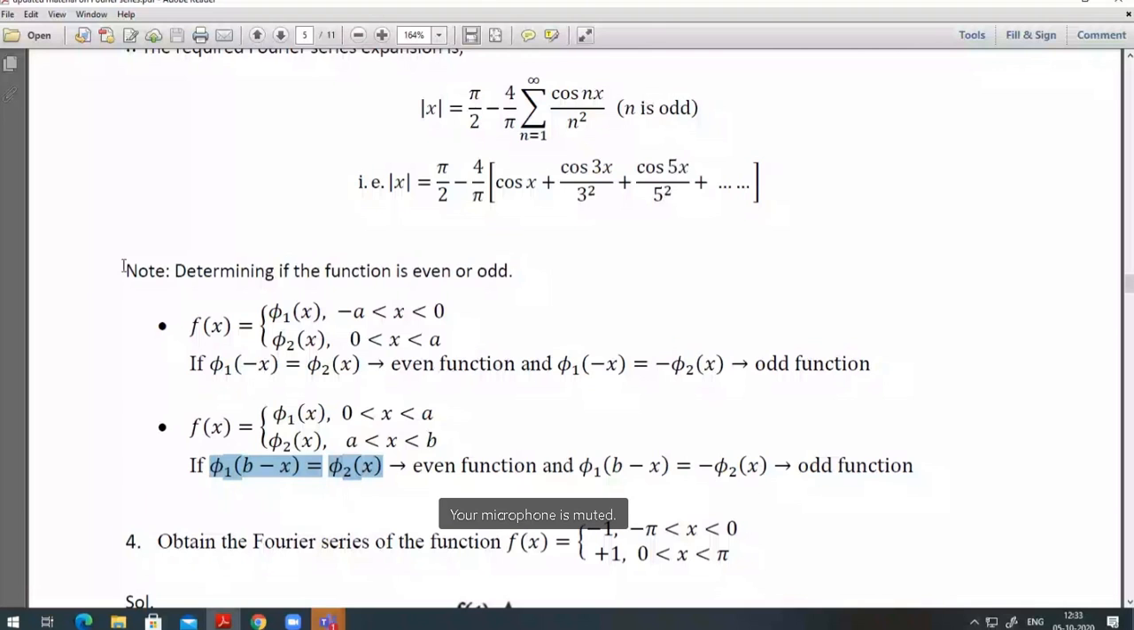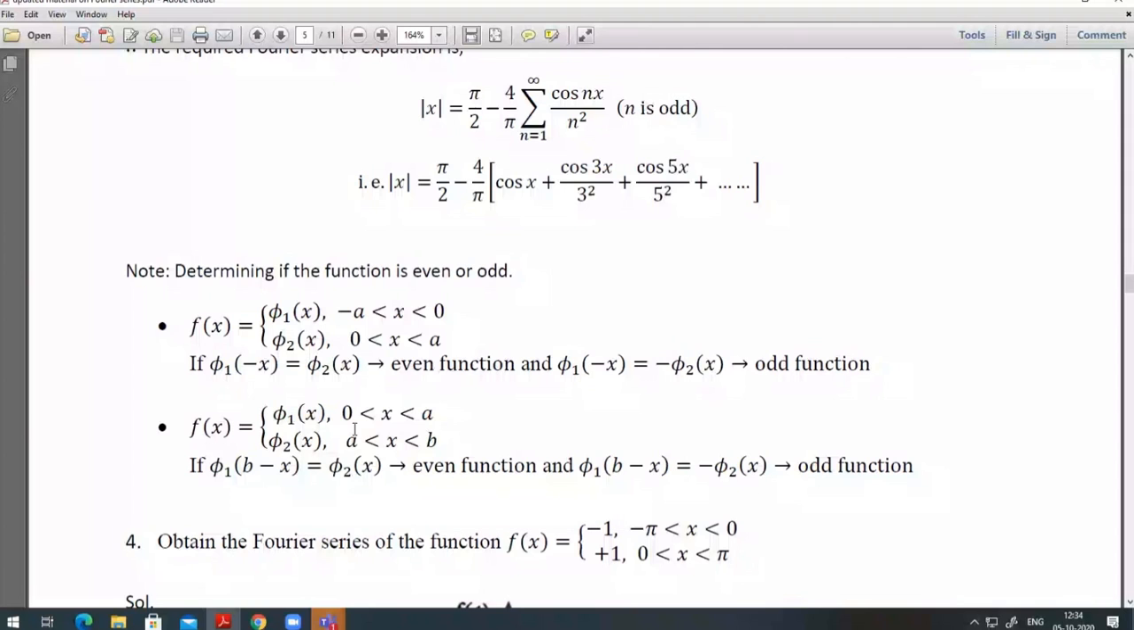If the interval is defined from minus a to a, that is one case. If the interval is defined from 0 to b with an intermediate point, in that case we have to take b minus x. Please check, it should be b minus x. Otherwise, if you are able to draw a graph, the graph will also tell whether it is even or odd.